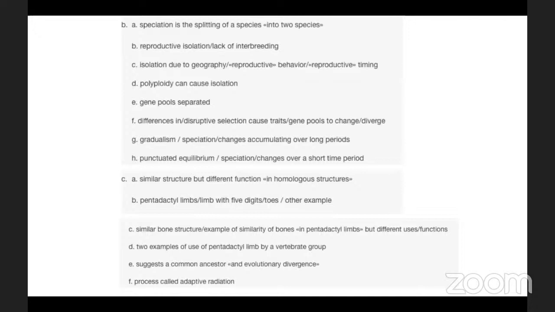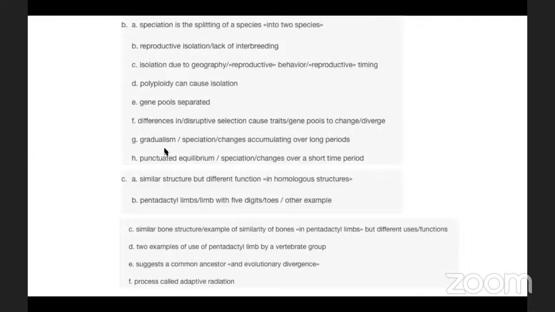Next, because of that, kita akan ada the separation of gene pools. Gene group A berbeza, gene group B berbeza. So gene pool berbeza, and that will lead to differences between the two species. So boleh juga kita cerita pasal differences, how disruptive selection cause traits to change and diverge. And then finally, gradualism. As time goes on, setiap satu species tu undergo small mutation. So as time goes on, mutation gradually accumulate sampai semuanya berbeza.